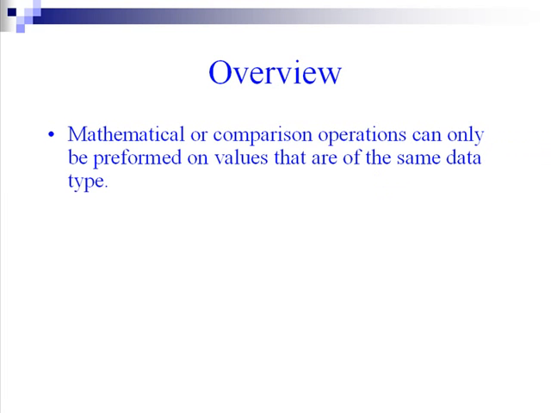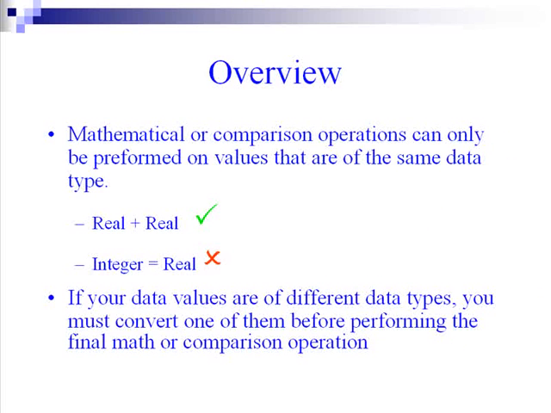In the Step 7 processors, mathematical or comparison operations can only be performed on values that are of the same data type. For example, you can only add a real number to another real number, or compare an integer to another integer. If your initial values are of different data types, you must convert one of them before performing the final math or comparison operation.